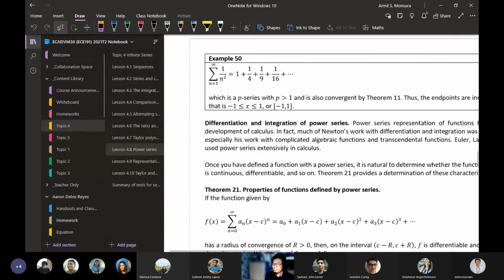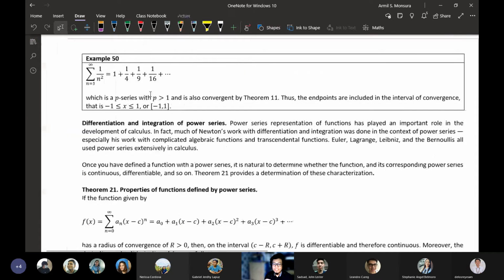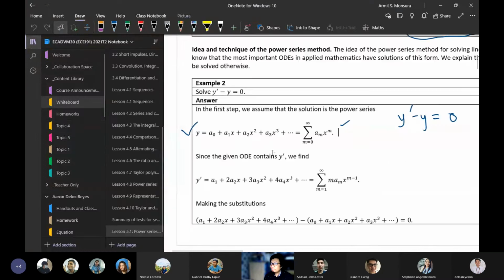Ayan. May lesson dito na differentiation and integration of power series. So, you may want to look at this para matutunan nyo to. Okay? So, ayun. So, going back.